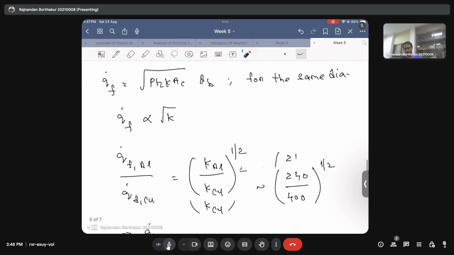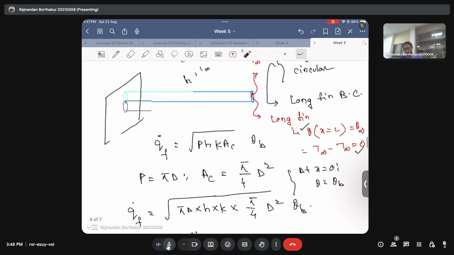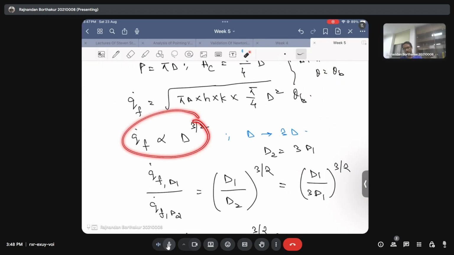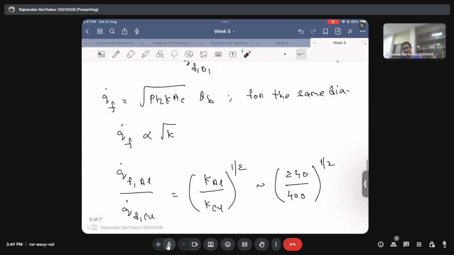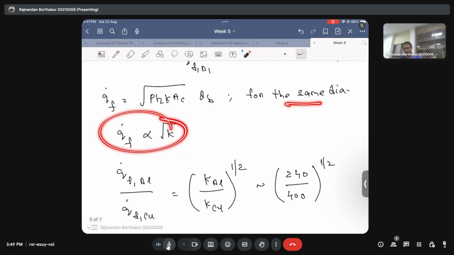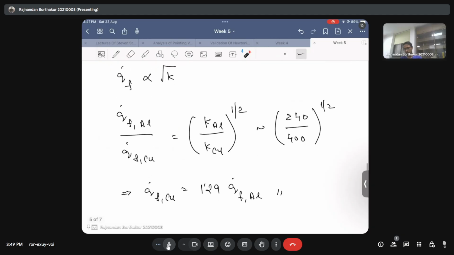Okay, and here remember when you were telling that Q_F is proportional to D to the power 3 by 2, I'm meaning that the materials are same, meaning that everything else is just the same. Similarly, if I now have a fin of two different materials but of the same diameter, I can say that my Q dot F is proportional to root over K. And this is how you substitute the values of the thermal conductivity of aluminum and copper, and this is what you will exactly get from this.